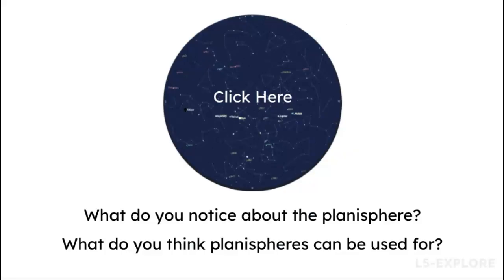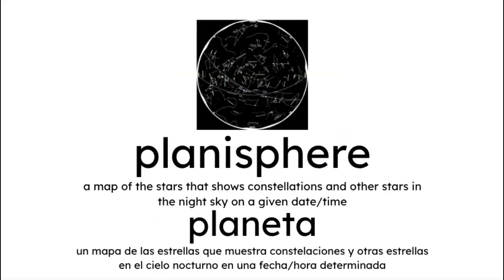For the Explore portion, you'll show students the planisphere from the MySci kit and access the virtual planisphere. You'll ask questions about what students notice and what they think the planisphere can be used for. You'll explain to students that astronomers and those interested in tracking the stars may use a planisphere to assist in recognizing stars and constellations visible in the night sky from any given location and any given month. You'll then model how to use the virtual planisphere for students. You can post and discuss the planisphere vocabulary card.